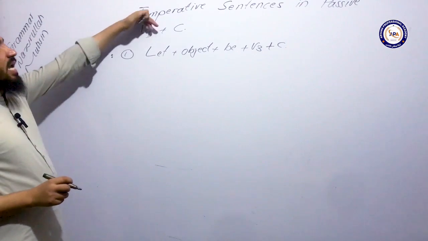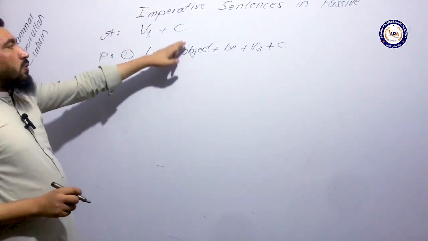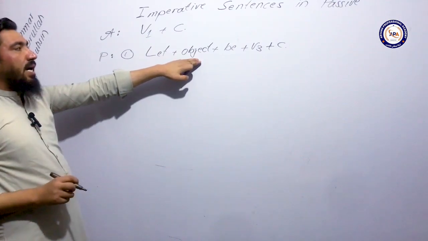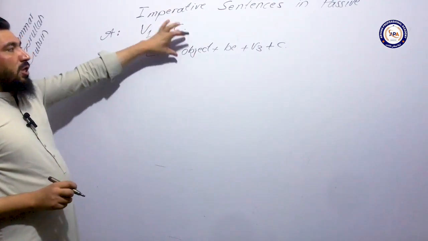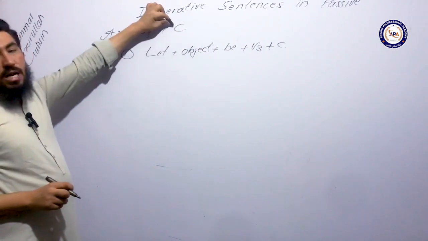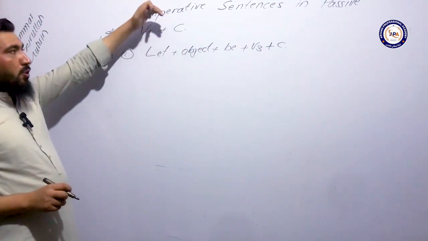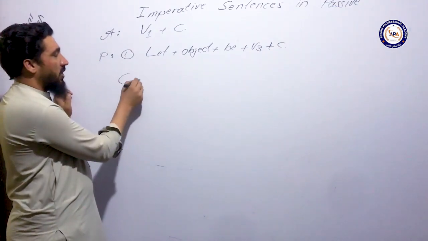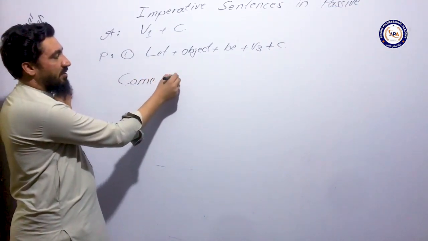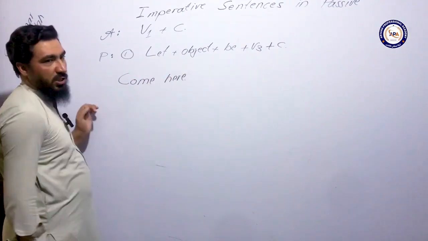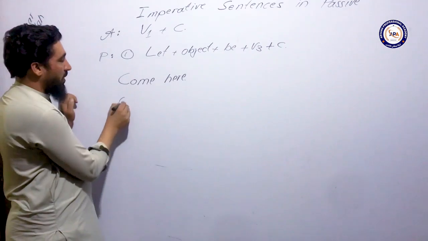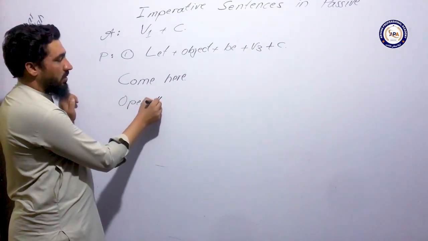If there is not any object here, then we cannot use any word in this structure to function as an object. That's why we cannot change it into passive then. So there must be an object in the sentence when you want to change it into passive. For example, if you want to change the sentence come here into passive, you cannot change it because there is no object. But if you say open the door, it can be changed.